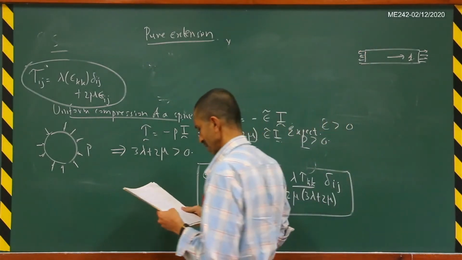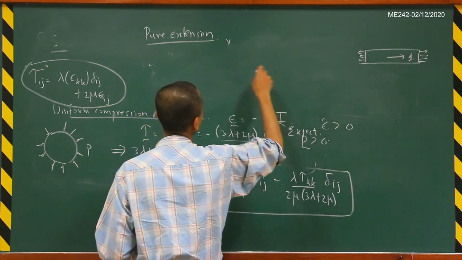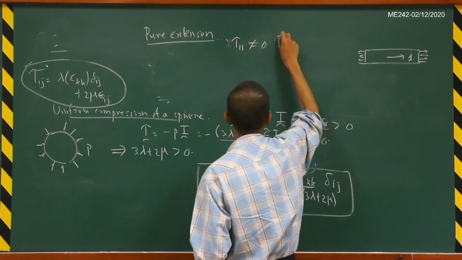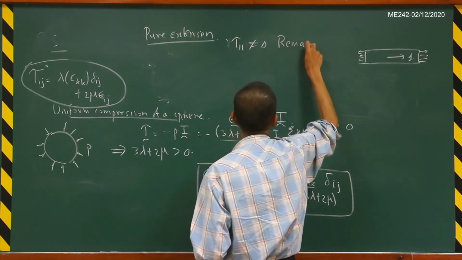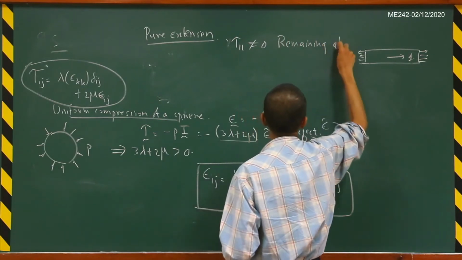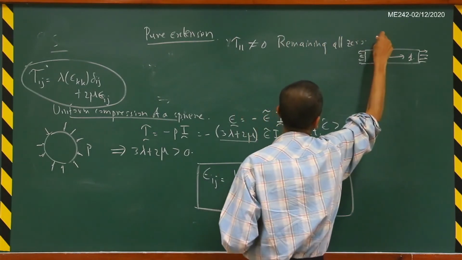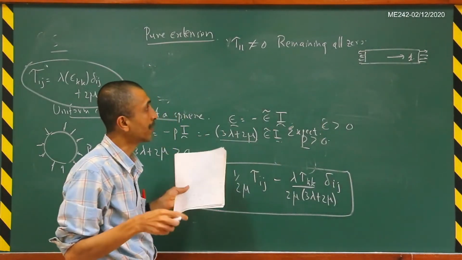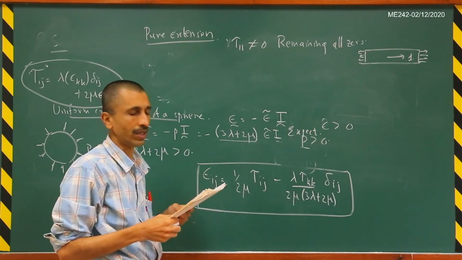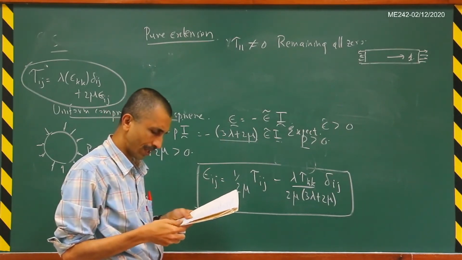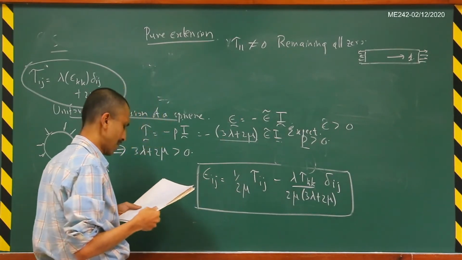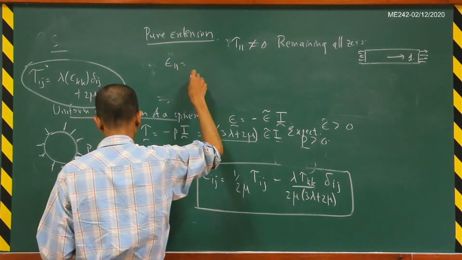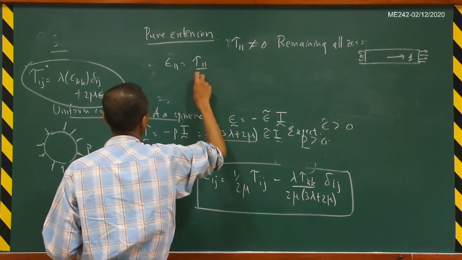And then in this case, what you would expect is that tau 11 is not equal to 0. Remaining all the stress components are 0, because it also has to satisfy the traction-free boundary condition on the lateral surface. So all the remaining stress components will turn out to be 0 in this particular case here. So what you will get is that epsilon 11 is equal to tau 11 divided by E.